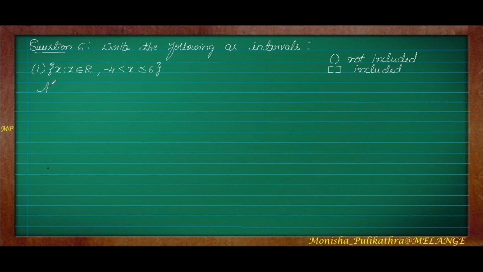So see the question carefully. Here x is greater than minus 4, but it is not equal to minus 4. So minus 4 is not included in the x interval. And x is less than or equal to 6, so 6 is included in x, but minus 4 is not included. How do we write the interval for this? The round bracket says it is not included, whereas the square bracket says it is included. Since minus 4 is not included, we have to use the round bracket.